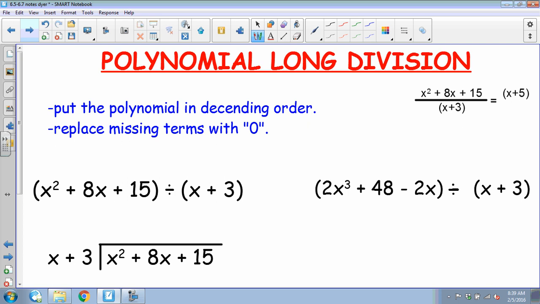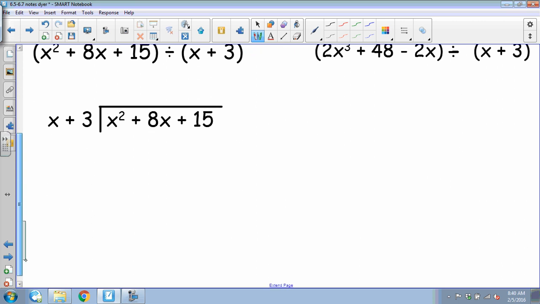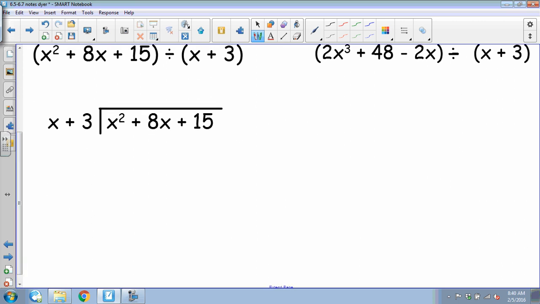Or it could be written out linear, using the regular division symbol. Both of those are saying the polynomial divided by one of those supposed factors. And so we already know that once I do this, my answer should be x plus 5, because we factored it on the page before. Let me show you how to do long division with polynomials.